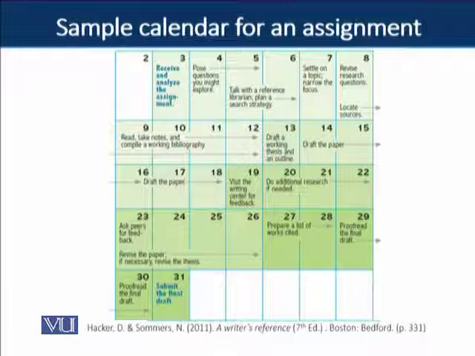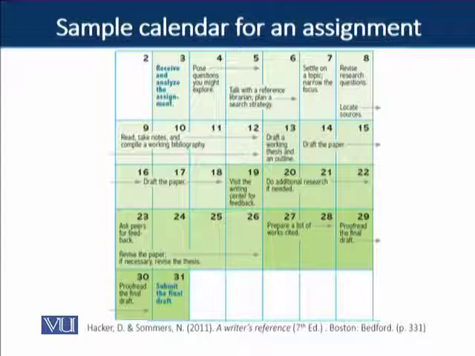So your 3-day activity is that you are posing research questions, and then you are looking for references. Okay, on the 7th of the month you are settling down on the topic, narrowing it, and focusing on it. Then you are revising your research question on the next day, right? So revise your research questions, and you are locating sources.